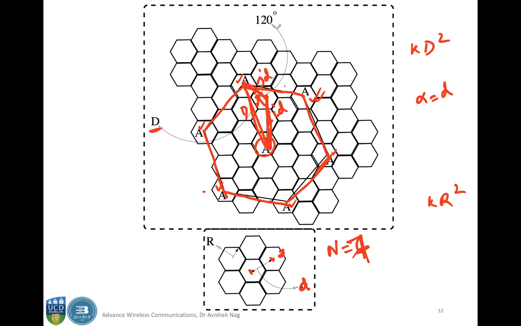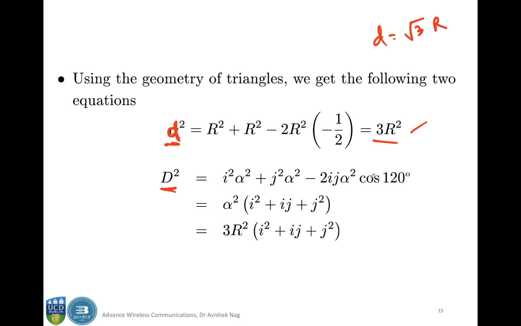Okay, so apply this for the triangle. This is the triangle identity. So you have I square d square plus J square d square minus 2ij d square times cosine of 120 degrees. Okay, so now you will get capital D square is equal to small d square times I square plus ij plus j square. Okay, small d square is 3 times r square.